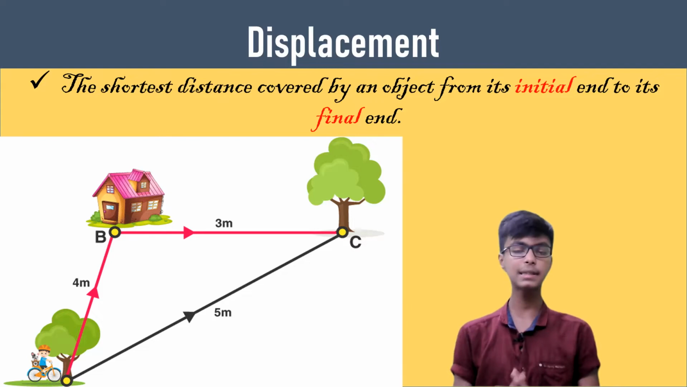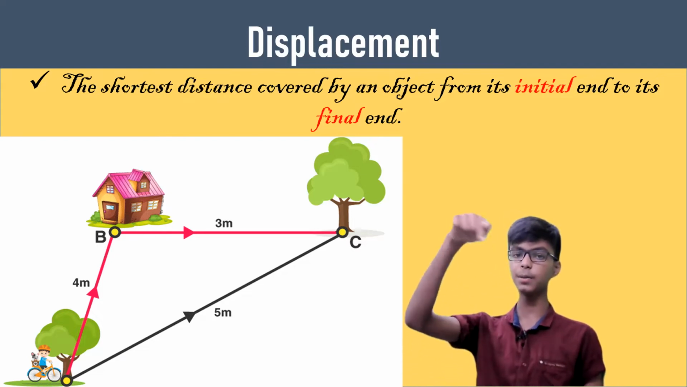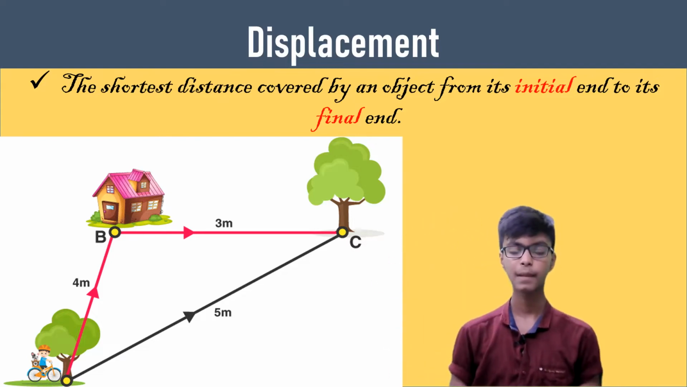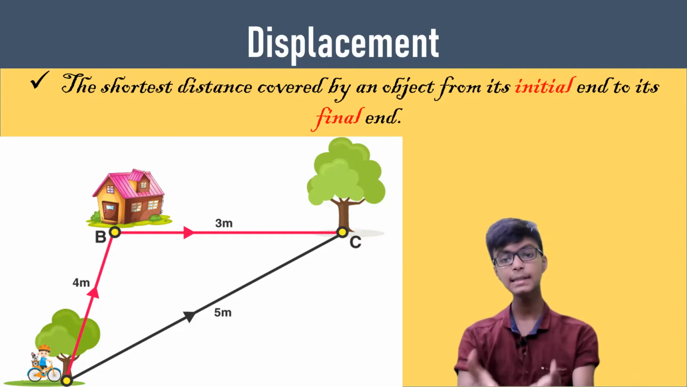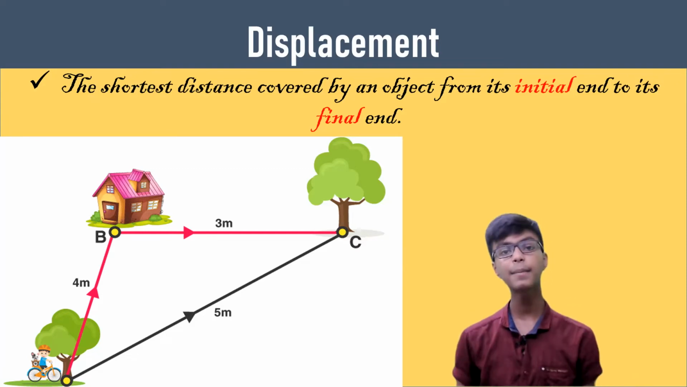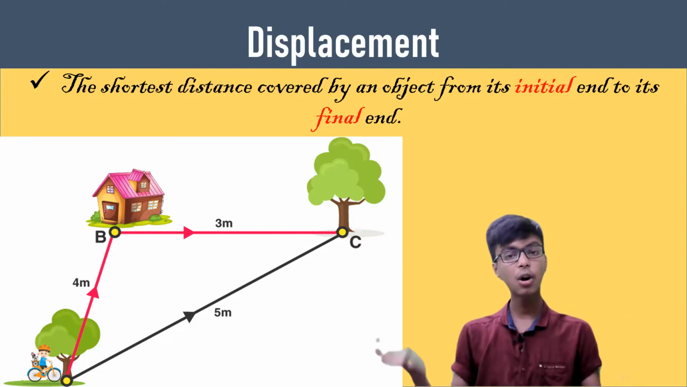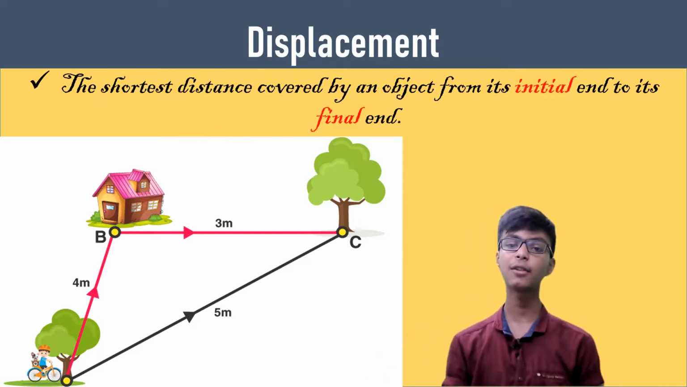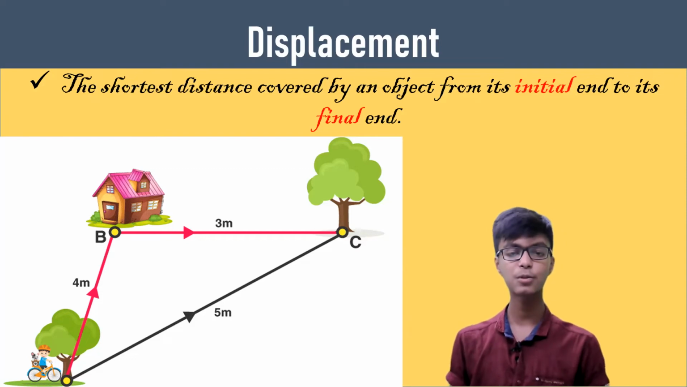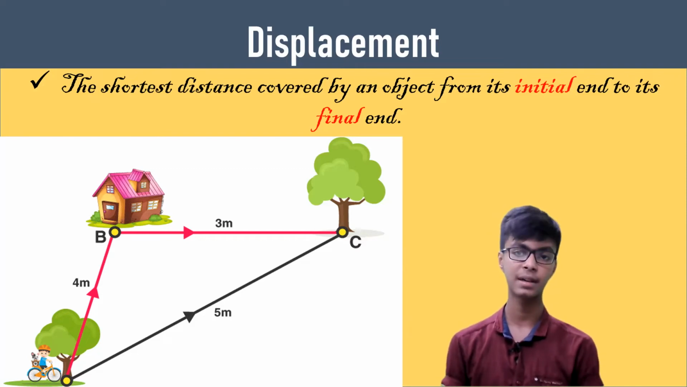What is this distance? You have understood, from point A to point B to point C, 7 meters you have covered. But if you use the shortcut, it would be 5 meters. So this is known as displacement, not a big deal. The shortest distance covered by an object from its initial position to its final position is known as displacement.